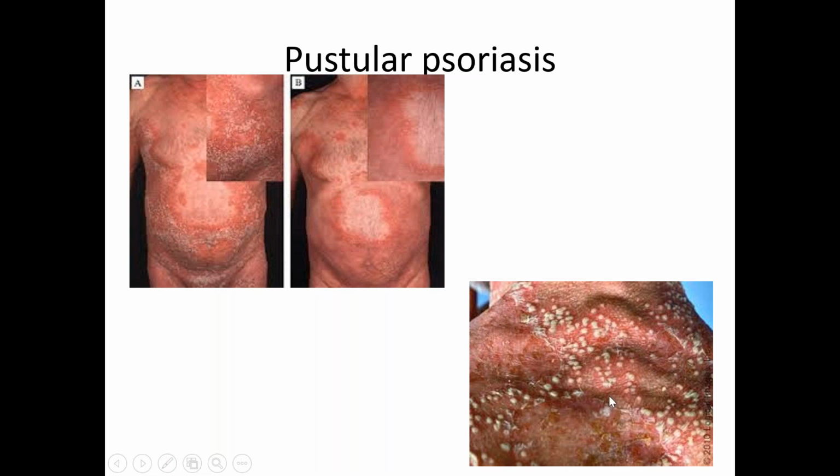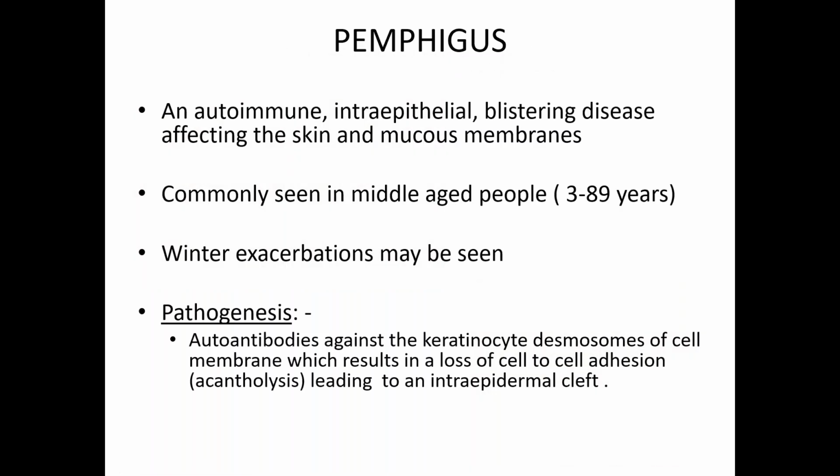Here is a closer view, so you can see the multiple pustules. Pemphigus is again another disease which can come to your emergency. These are autoimmune bullous disorders which cause intraepithelial blisters.